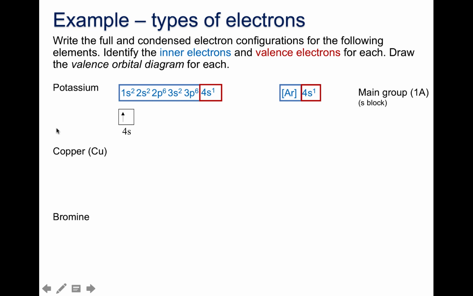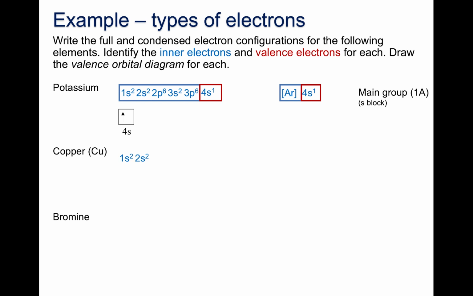The next element is copper, and that you would identify as a transition element. And as a transition element, you need to double check for any of those special cases. And if you remember position 4, the chromium group, and position 9, the copper group, those are your special cases. So copper is one of those special cases. So let's remember how to fill them.